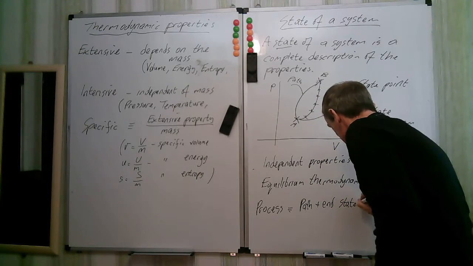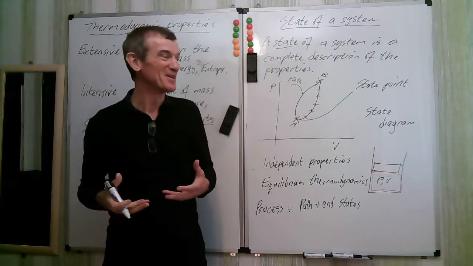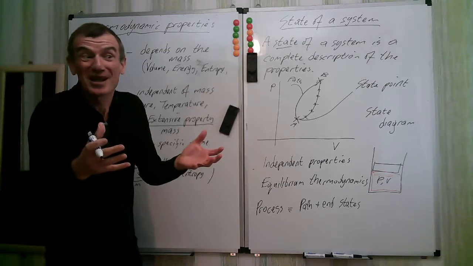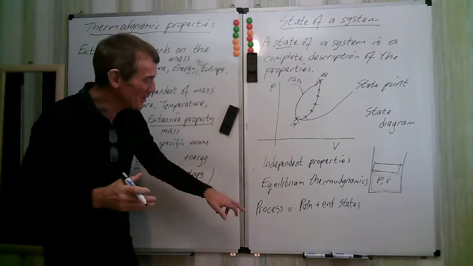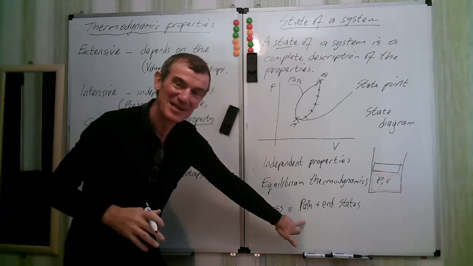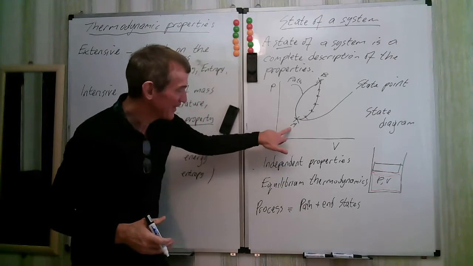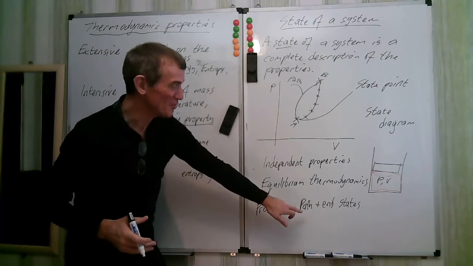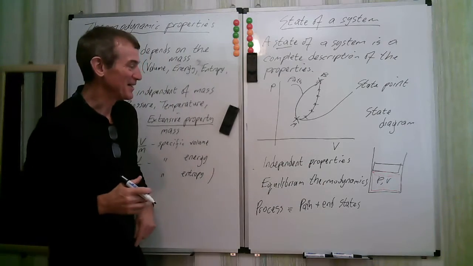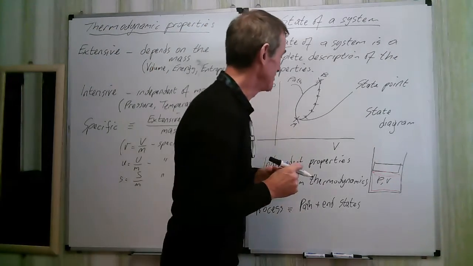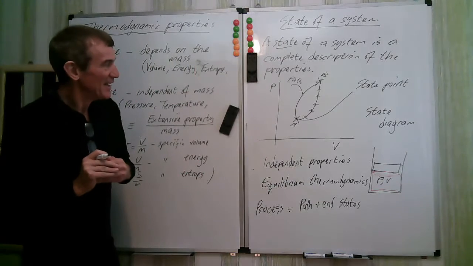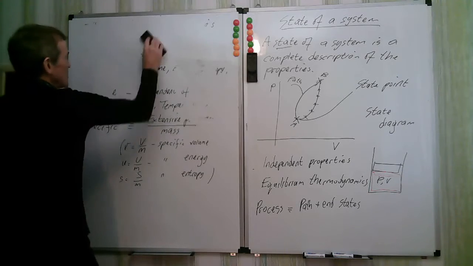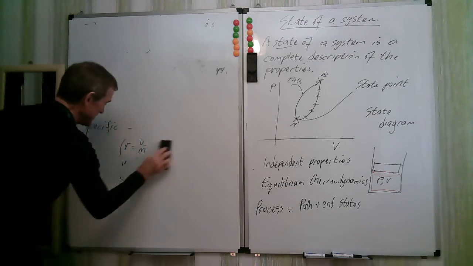That's the process. So we talk about various processes, it might be an isothermal process, where it's constant temperature. What we're thinking about when we say something like that is that we're going from one state point to another through some path defined by the constraint, constant temperature in that particular case. So that's the state. It's just a way of defining all the properties.